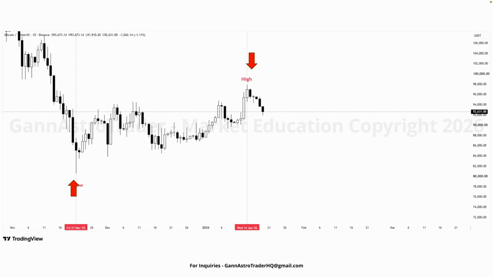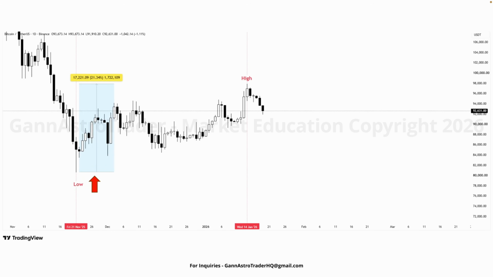We begin by identifying a completed upward movement. The market forms an important low on Friday, the 21st of November, 2025. From that low, Bitcoin rallies approximately 21.34% before creating a significant swing high on Wednesday, the 14th of January, 2026. The first step is measuring the completed percentage move. In this example, the advance measures approximately 21.34%.